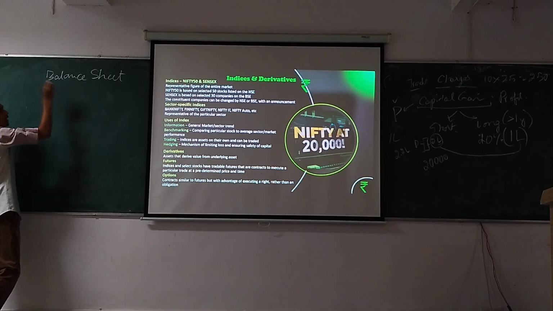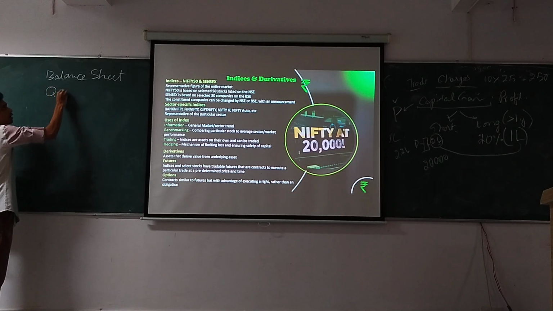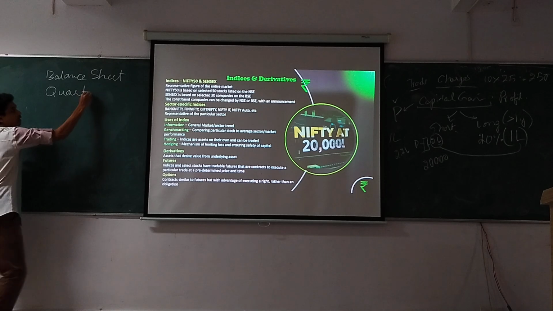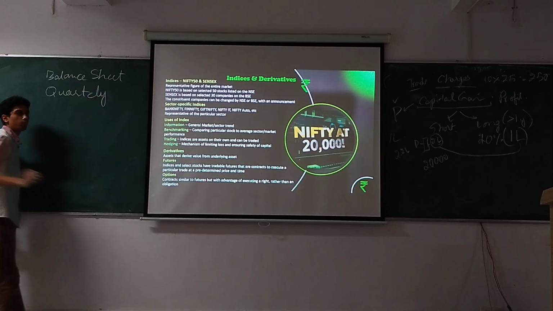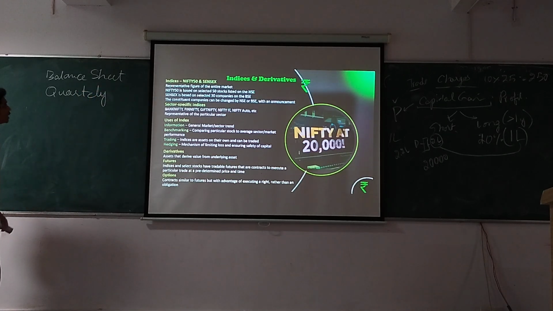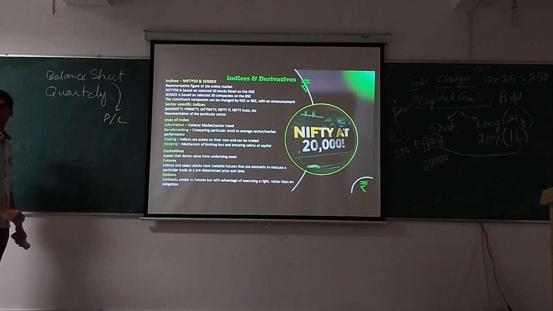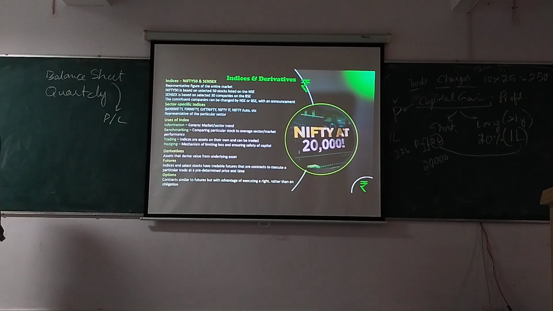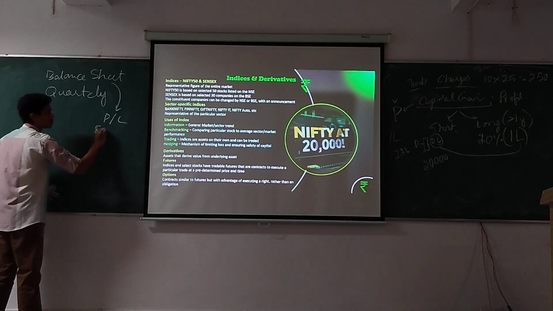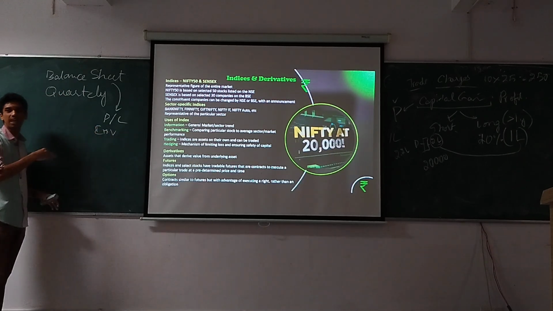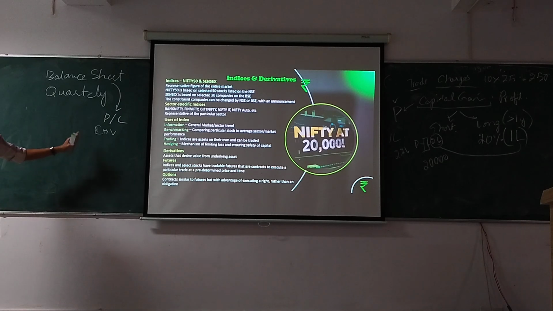Just like that, a balance sheet is submitted quarterly by your company. Quarterly means in a year they submit their balance sheet four times. This is a statement of the profit and loss of the company. Wherever they made profit, wherever they made loss, everything is in the balance sheet. It also includes your investments in assets and liabilities. It shows you everything in the statement.